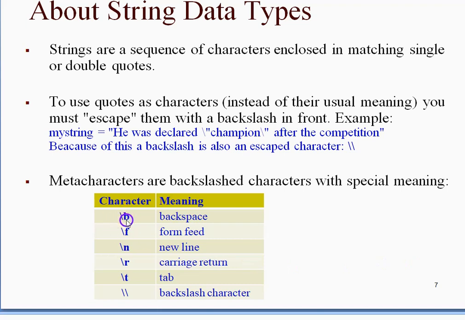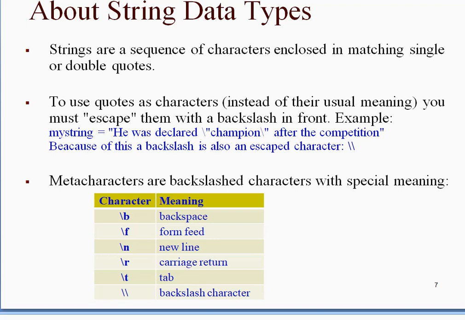So a B is a character, but a backslash B means a backspace. The backslash F means a form feed. The backslash N means a new line. The backslash R simulates a carriage return, which is the enter key on a keyboard. Backslash T means a tab, and backslash backslash means a backslash.